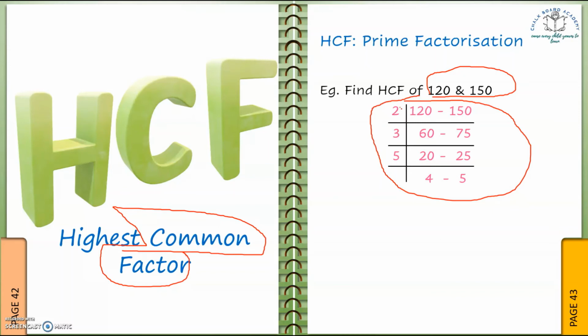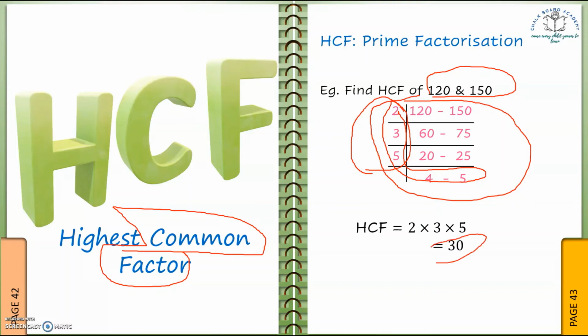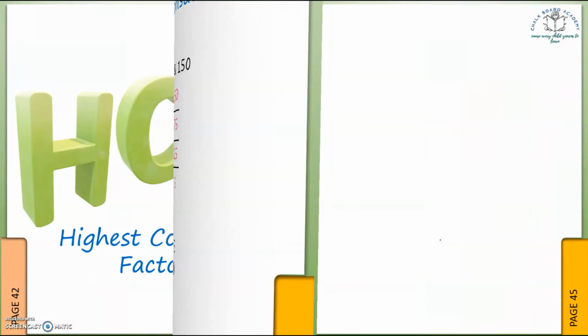Instead of multiplying all these numbers, we are just multiplying these numbers, because these are the numbers which were present in both of the two numbers. So the highest common factor, or HCF, for 120 and 150 is 30. How? 2 into 3 into 5, that is 30. 5 into 2 is 10, 10 into 3 is 30.